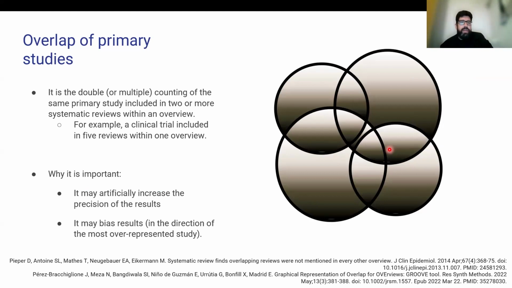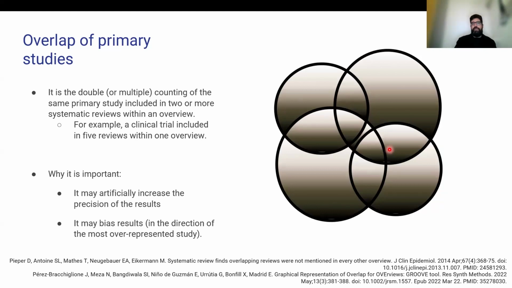So what is overlap? What is the definition of overlap? It is the double or multiple counting of the same primary studies that are included in 2 or more systematic reviews within the same overview. For example, a clinical trial could be included in 5 reviews within 1 overview. Why is overlap important? Because of 2 reasons. First one is because if we keep double counting or multiple counting the same set of patients, we may artificially be increasing the precision of the results.